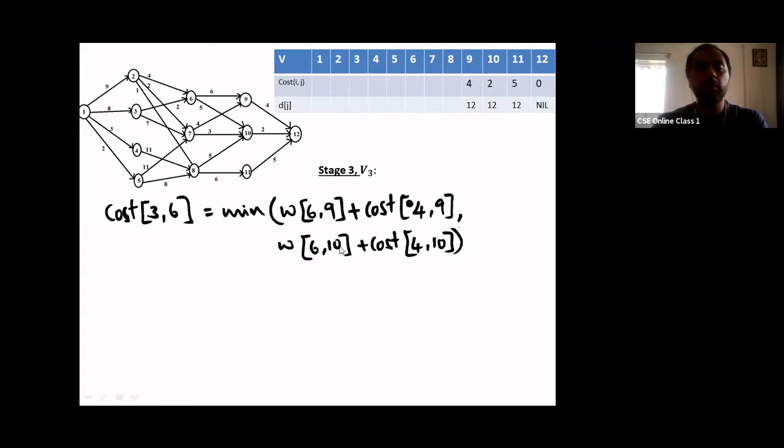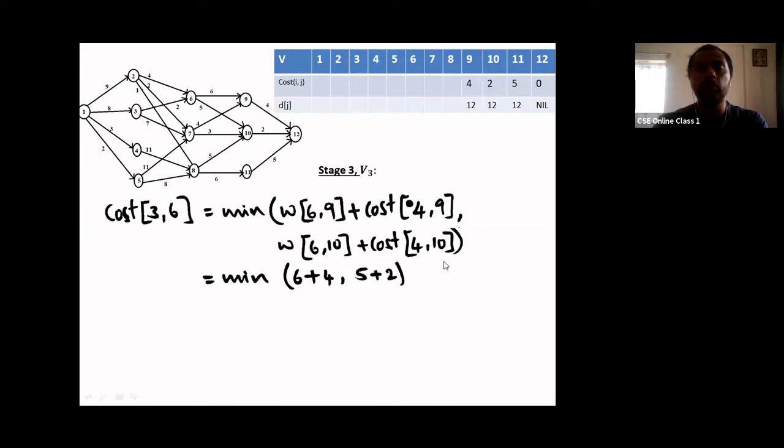The weight of connecting from 6 to 10 plus the shortest path of 10 to the sink node, that can be given as cost of 4, 10. As 10 belongs to the fourth stage, we are marking it as 4. So therefore we will have 6 to 9 is weight 6, plus shortest path from 4 to 9. In the table we can check 4 to 9, we have value 4. Similarly, 6 to 10 is 5, plus shortest path from 10 to 12.